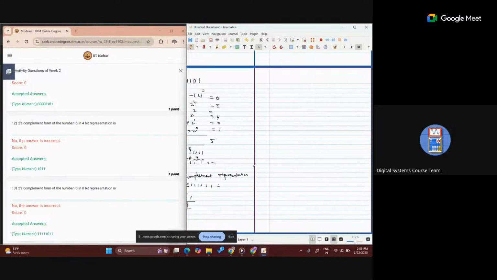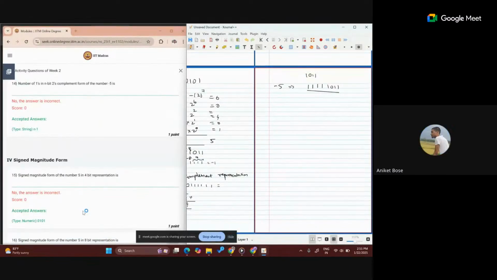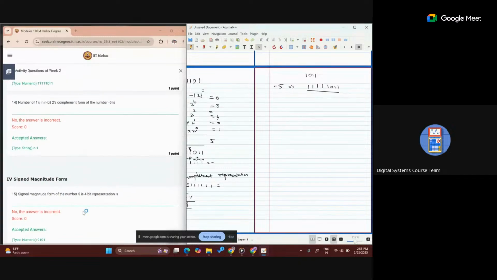Well, finally, this problem: minus 5 in 8-bit. Four-bit is 1011. 8-bit will be 1011 extended by 1111. That's it. Okay. And then the number of ones, these are the second thing.